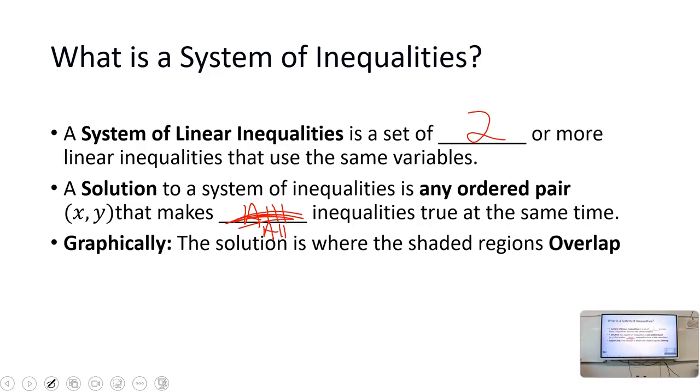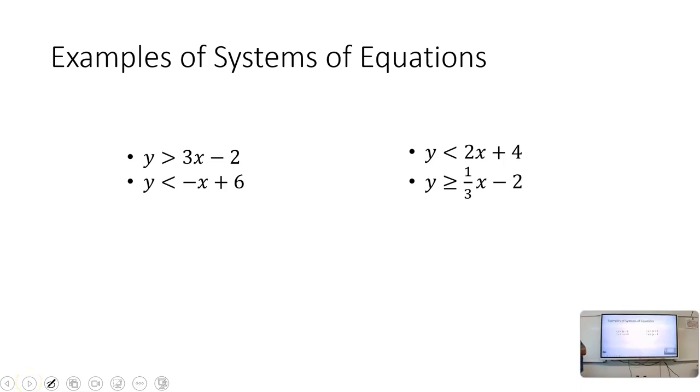That make all inequalities true at the same time. Graphically, the solution is where the shaded regions overlap. So we're going to see what that means. So here are some examples of systems of inequalities.